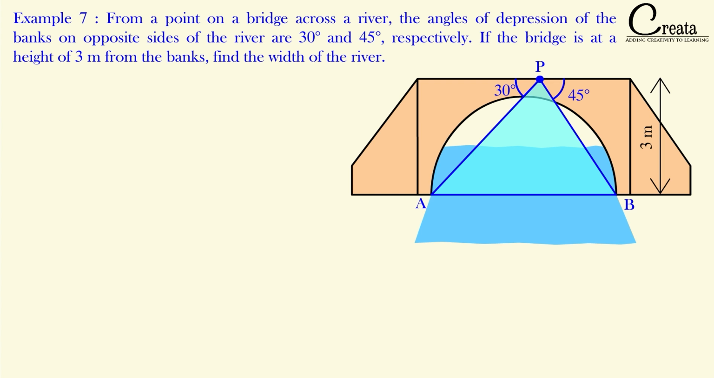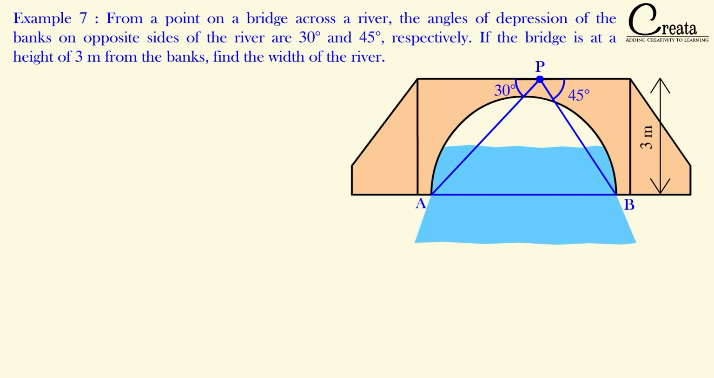Let's check it out. Here the two angles are given as 30 degree and 45 degree. And we know on a straight line the sum of angles is equal to 180 degree. It means sum of these three angles will be equal to 180 degree. That is 30 degree plus angle APB plus 45 degree is equal to 180 degree. We got angle APB as equal to 105 degree. So this angle is not a 90 degree angle. So this is not a right angle triangle. Got it?